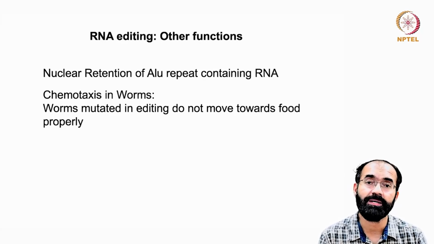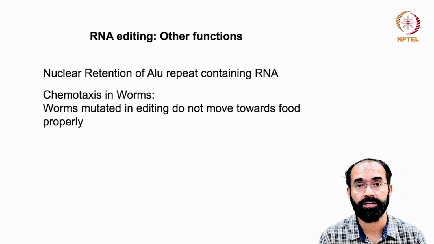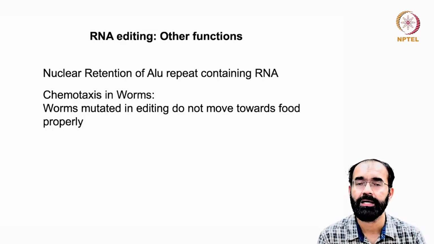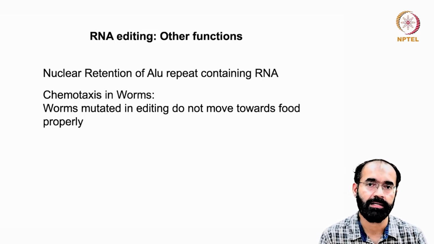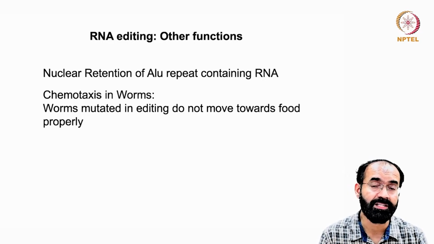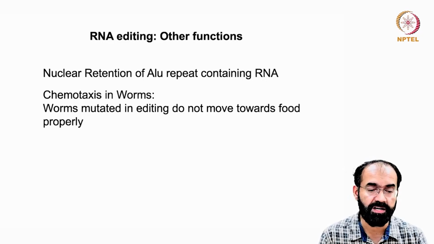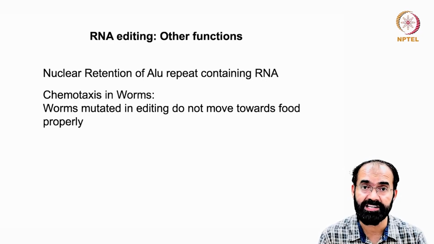Sometimes ALU repeat containing RNAs are very important for retention at a specific location. We will see a little bit of this in RNA export or RNA transportation, shuttling between the nucleus and the cytoplasm. But for the time being, understand that the nuclear retention of certain ALU repeat containing RNA has a role in RNA editing. It's one of the functions of RNA editing.